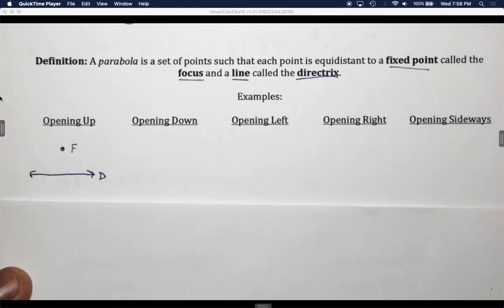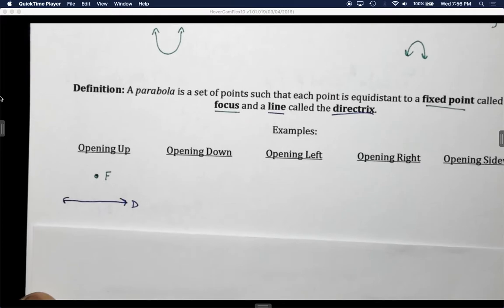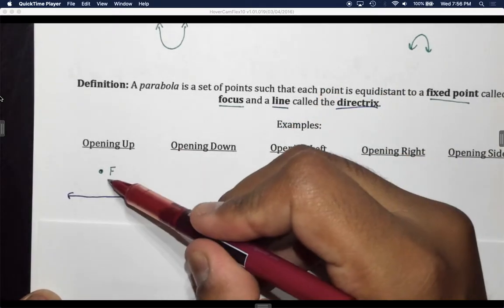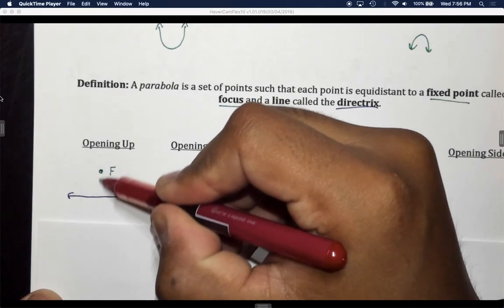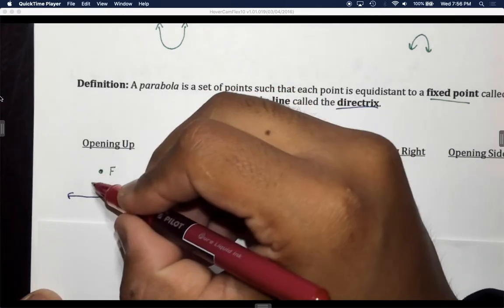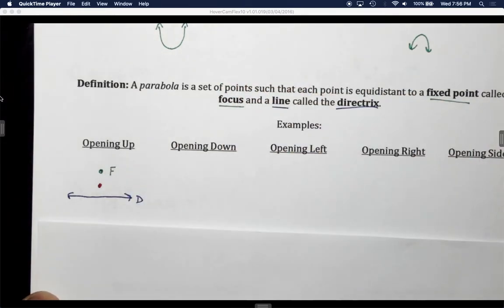Now the parabola, and again, we already know what a parabola is. It's that little U shape. It is the set of all points that is equidistant from this focus to that directrix. So if I look at this distance from the focus to the directrix, the middle point, the point that is equidistant from both ends, that is my parabola.